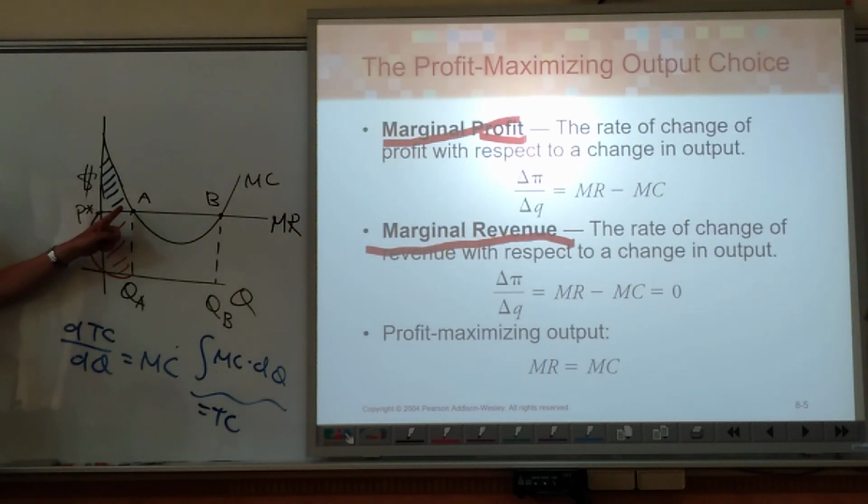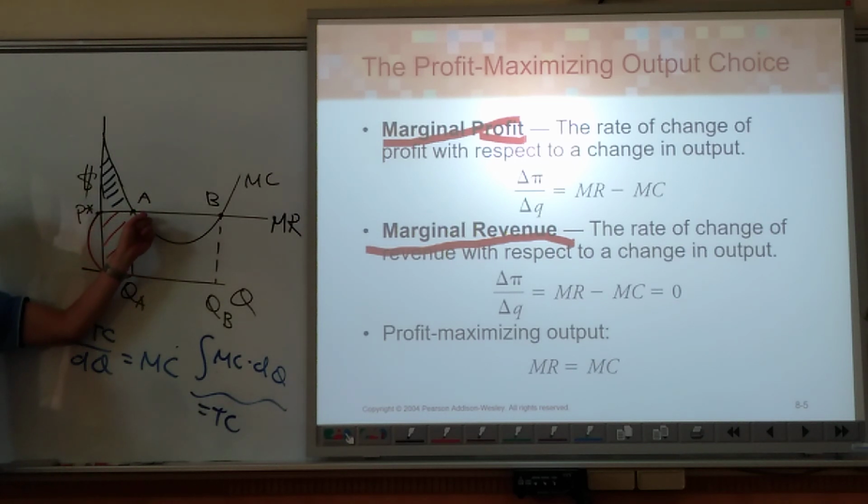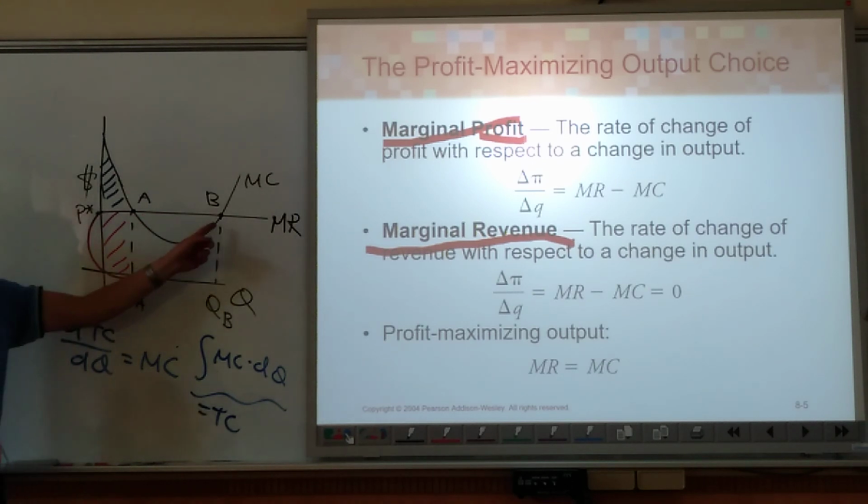So at point A, what happened? At point A, what happened? Actually, you have a loss because the total cost is this part plus this part, right? What about your total revenue? This is your total revenue. So what does that mean? At point A, it is not the maximum of your profit, it's the maximum of your loss.